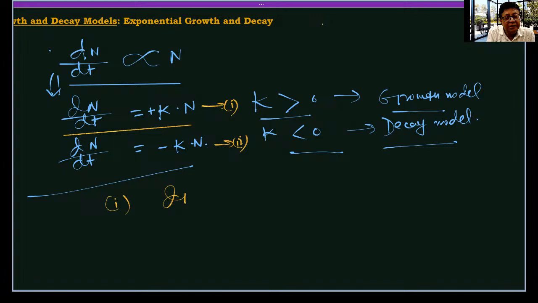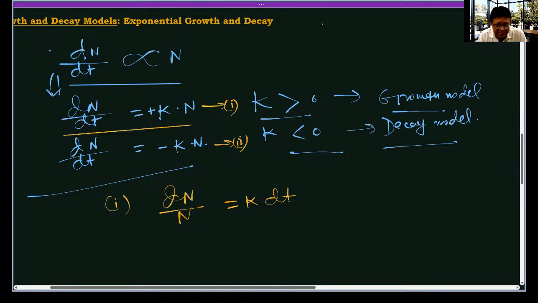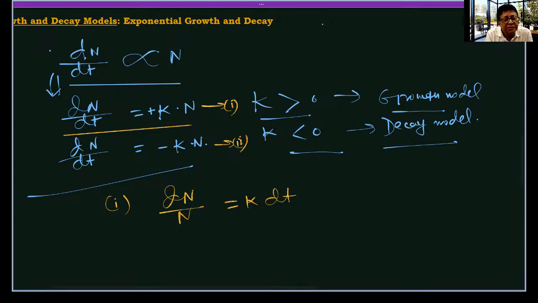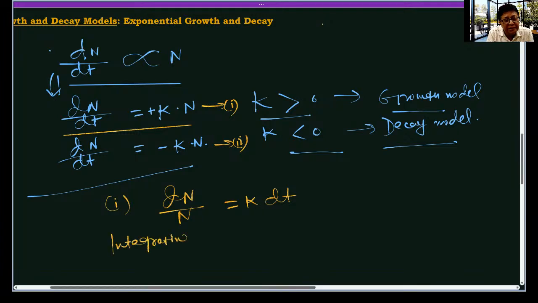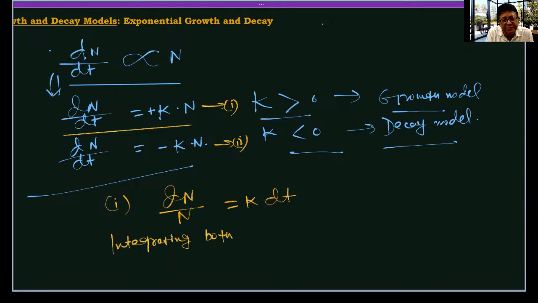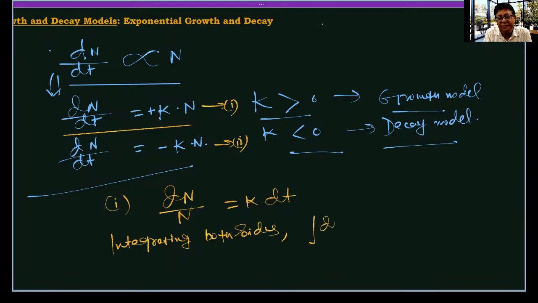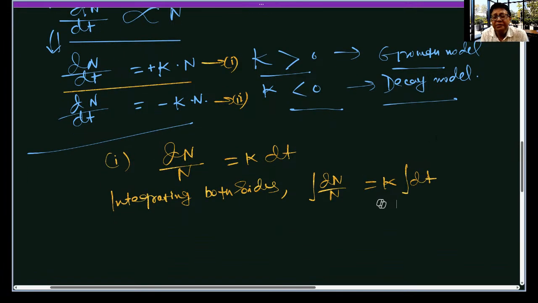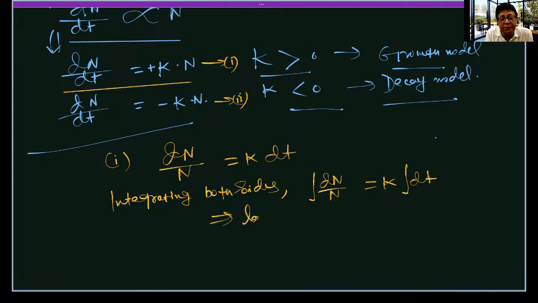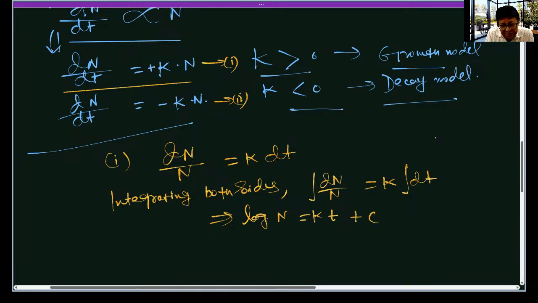So in 1, dn by n will be k into dt. Am I correct? We will integrate both sides. Integrating both sides, what do you get? Integral of dn by n equals k into integral of dt. Alright? What is the integral of dn by n? This integration all of you know. Log n equal to k into t plus a constant c.